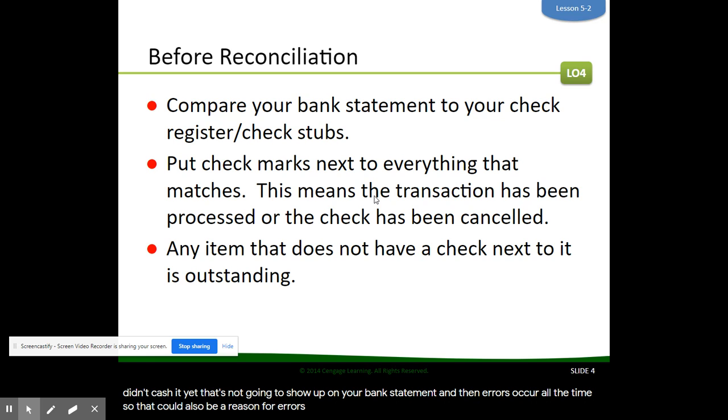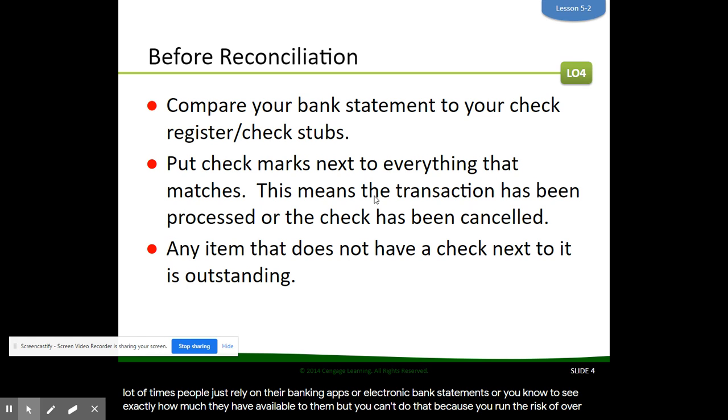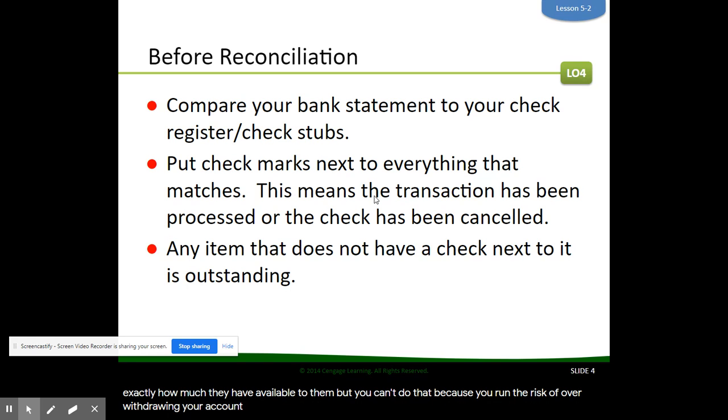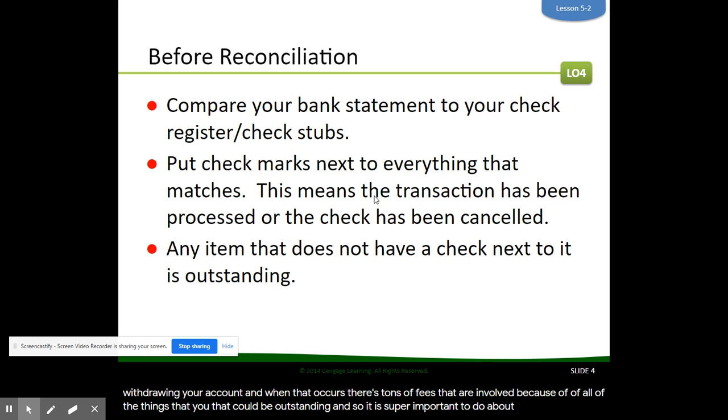So, one thing before I dive into this slide that I want to say is a lot of times people just rely on their banking apps or electronic bank statements to see exactly how much they have available to them, but you can't do that because you run the risk of over withdrawing your account. And when that occurs, there's tons of fees that are involved because of all of the things that could be outstanding. And so it is super important to do a bank reconciliation.